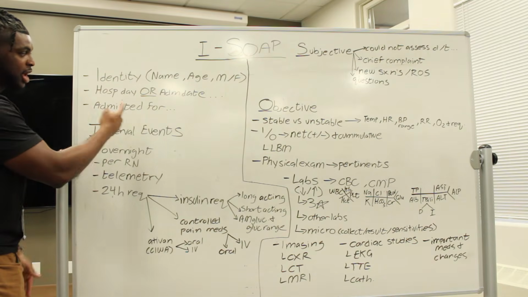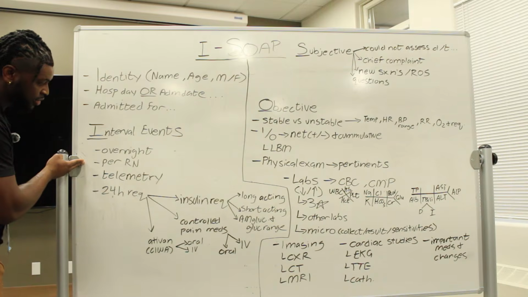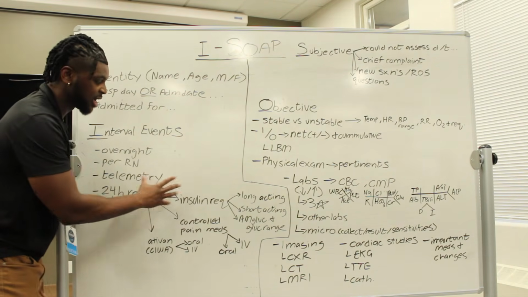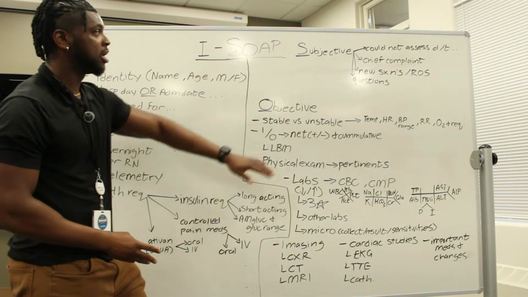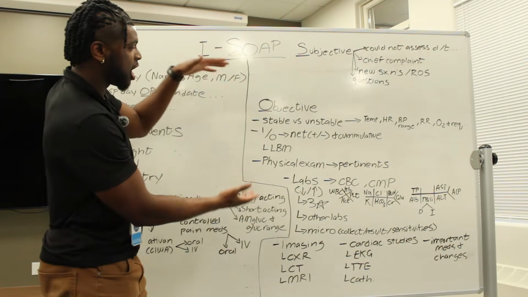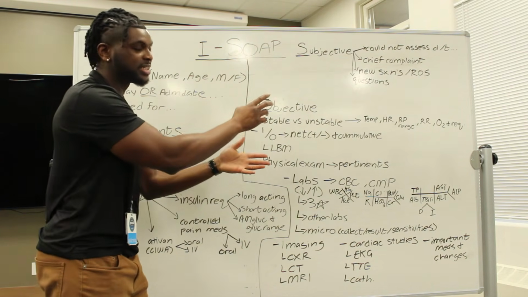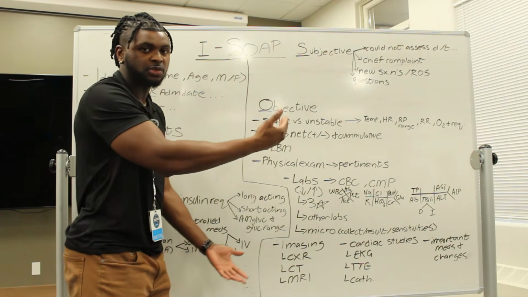when they're admitted, why they're admitted, and then go into the interval events, saying overnight events per the RN, telemetry, 24-hour requirements. Specifically, these 3 things are really big money: insulin, controlled medications, as well as Ativan for alcohol withdrawal. Then there's subjectives, going through all of that. Objectives, saying everything. If it's stable, just say stable. If it's unstable, say what is unstable. Don't just belabor every single normal vital if it's normal, because that's just wasting our time.